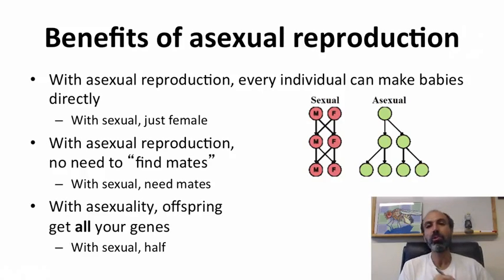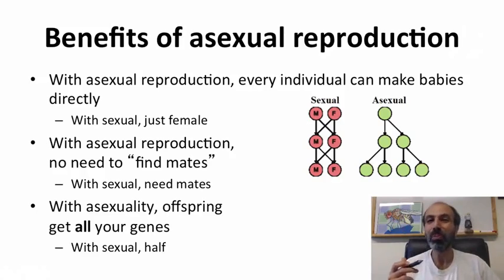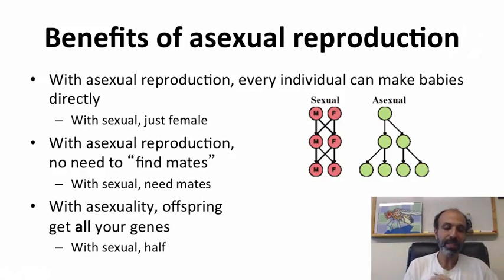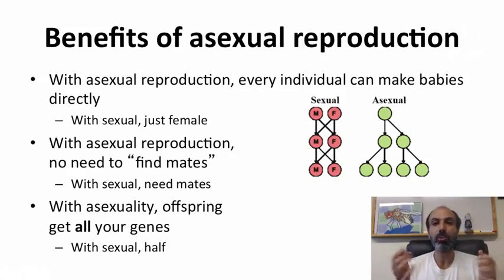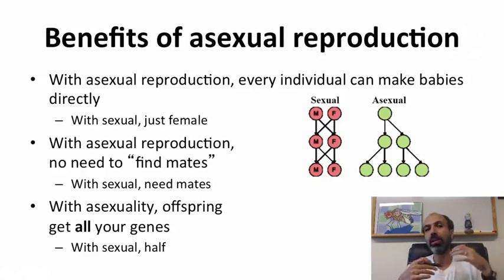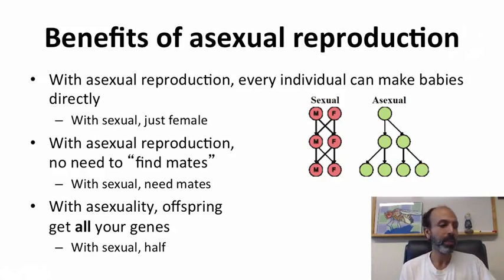In contrast, sexual reproduction requires that you actually go and woo your potential mates. And finally, with asexual reproduction, offspring get all your genes. In contrast with sexual reproduction, offspring only get half of your genes. So it seems like overall there's a lot of benefits to asexual reproduction. You can pass on more of your genes. You don't need the intermediary. You don't need to go hunting and wooing mates.